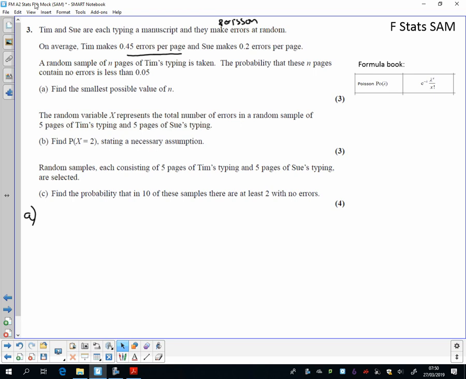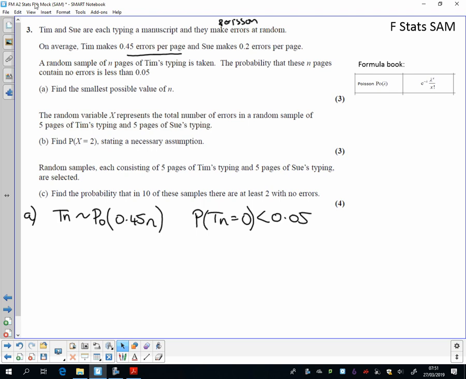Now, Tim makes 0.45 errors per page, so if we take a sample of Tim's pages, n pages, which I'm going to call T_n, that's going to come from a Poisson distribution. And with Poisson distributions, assuming that the errors made per page are independent of each other, we can just say that the mean number of errors is going to be 0.45 times n. And we've taken our sample. It says the probability that these n pages contain no errors is less than 0.05. And we've got to find the smallest possible value of n.